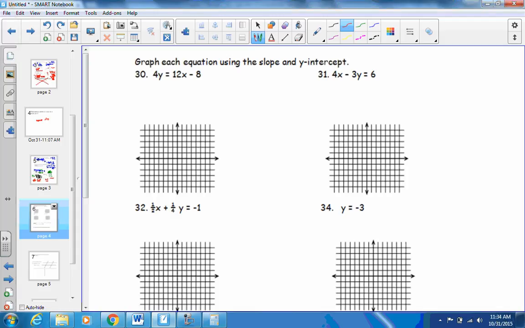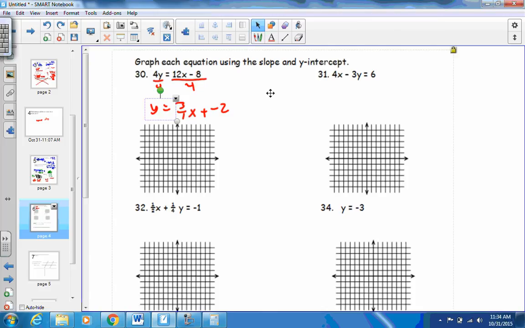So if I put number 30 in slope-intercept form, I just have to divide both sides by 4 to get the y by itself. So I have y equals 12 over 4, which is 3 over 1, x plus -2. So if I graph that, I have my y-intercept at -2. Hope you can see that. I'm going to go up 3 and over 1. Up 3 and over 1. Up 3 and over 1. Draw the line through those points. It's going to look something like that. If you could draw a more straight line than I can.